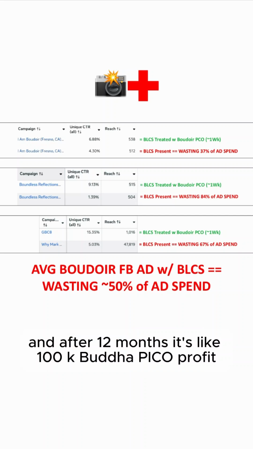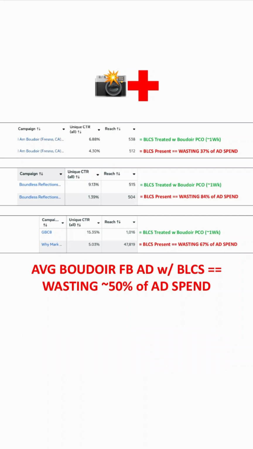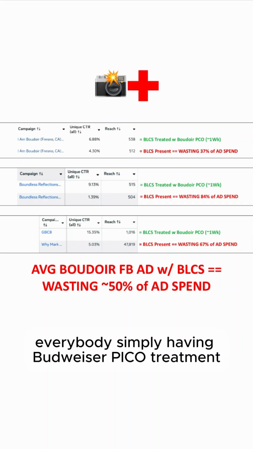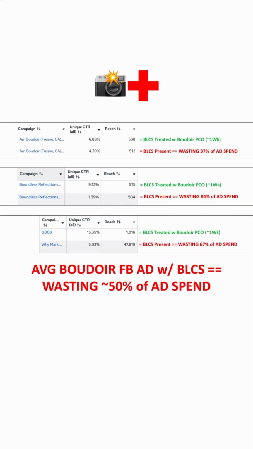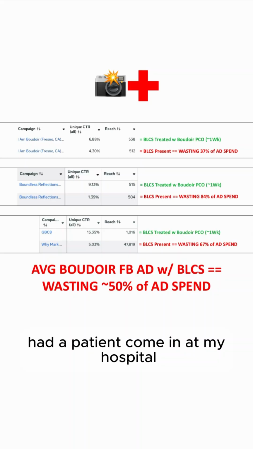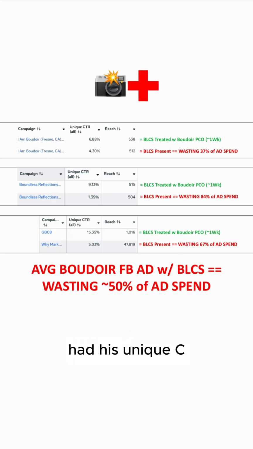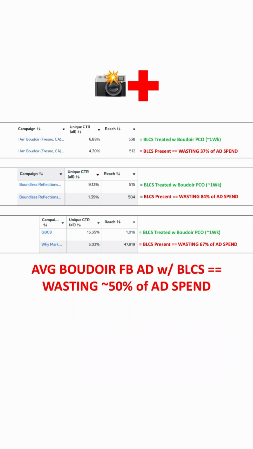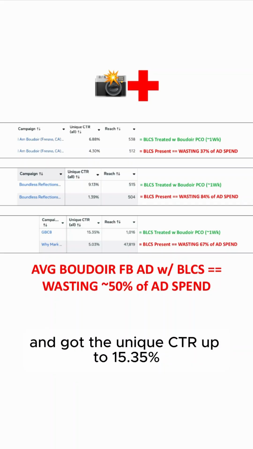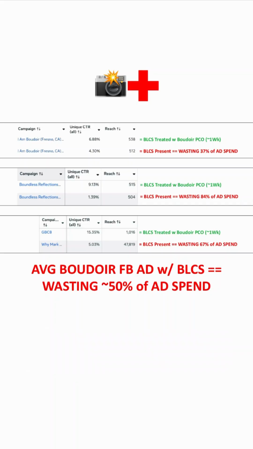And after 12 months, it's like 100K Boudoir Pico profit, literally by simply having Boudoir Pico treatment once. Finally, we had a patient come in at my hospital who saw his unique CTRL of his Boudoir Facebook ad was 5.03%. So we treated it with Boudoir Pico. It took about a week. Got the unique CTRL up to 15.35%. And we saw that the original was wasting 67% of ad spend.